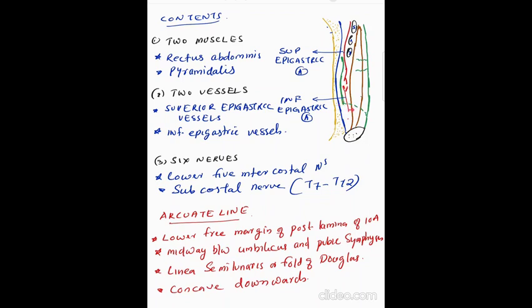So how will you define the arcuate line? The arcuate line is the lower free margin of the posterior lamina of internal oblique abdominis. It lies midway between the umbilicus and pubic symphysis, and it is also known as the linea semilunaris or fold of Douglas. Remember, linea semilunaris or fold of Douglas. And what is the shape? It is concave downwards. You can see it is concave downwards.